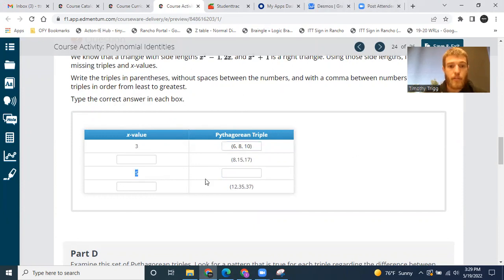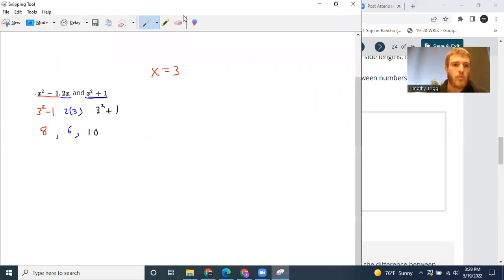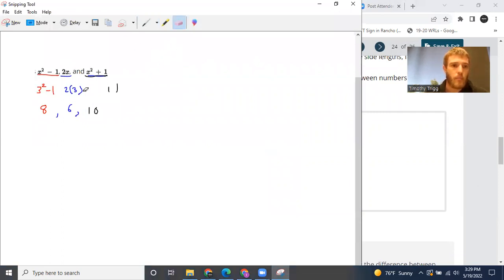I want you to do the same for the 5 here. So again, replace the x with 5 for each of them, and you'll find another Pythagorean triple. Now, what about for this group here? That gives us the 8, 15, 17. And I want to use these things to help us. So 8, 15, 17.